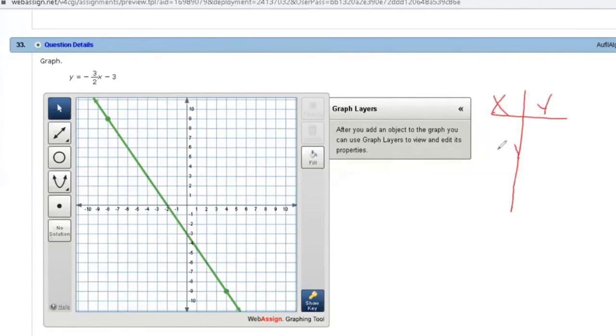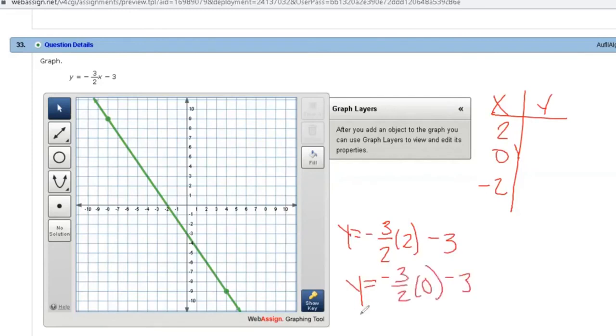So for this particular graph, if we were going to graph it with 3 points, so let's just say 2, 0, and -2. So y equals -3/2 times 2 minus 3. Y equals -3/2 times 0 minus 3, and y equals -3/2 times -2 minus 3. Okay. So if we look at the first one, 2/2 is 1.